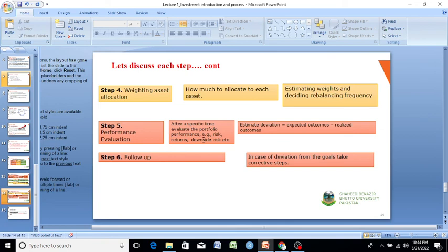The last step is follow-up. In this step we compare the actual performance of our portfolio with the preset goals which we set in the first step. In some cases, if there is any deviation, we identify that deviation, look for the reasons underlying it, and then make a strategic plan to reduce the deviation in future. So this is all about the investment decision and its six steps.